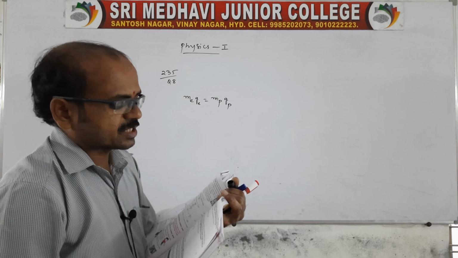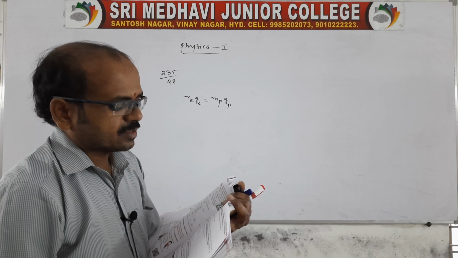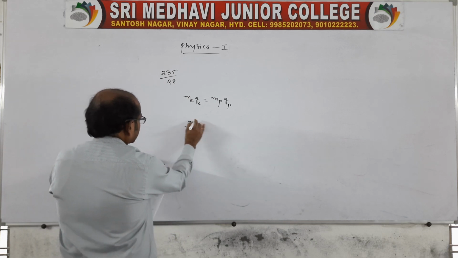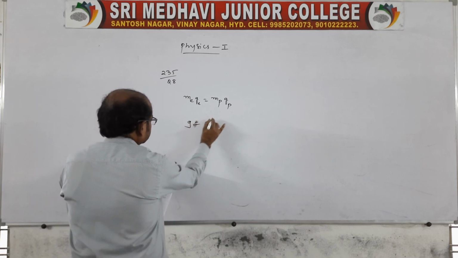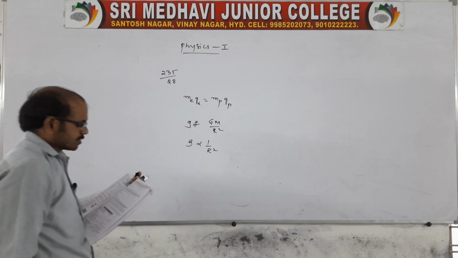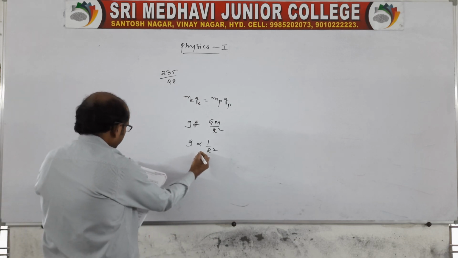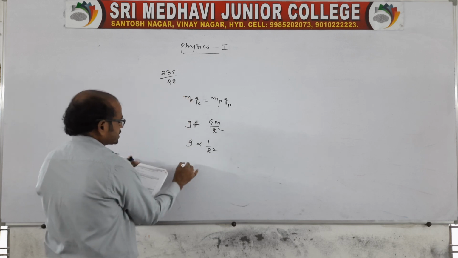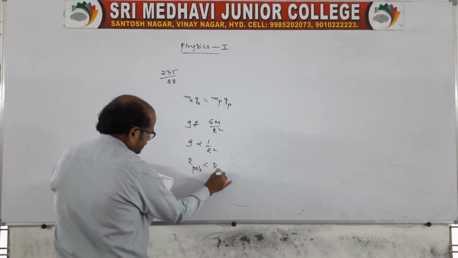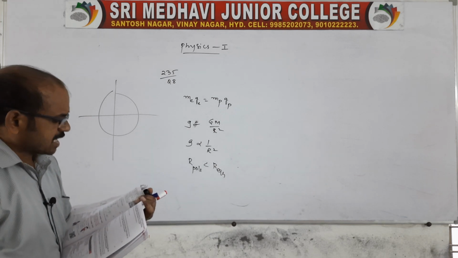The weight of an object is more at a pole than at an equator. But the weight of the object at both places is the same. There is a relation: small g is equal to GM by R square. So g is inversely proportional to R square, because it depends on the radius. Look at the poles: R pole is less than R equator, because this will be the pole and this will be the equator.